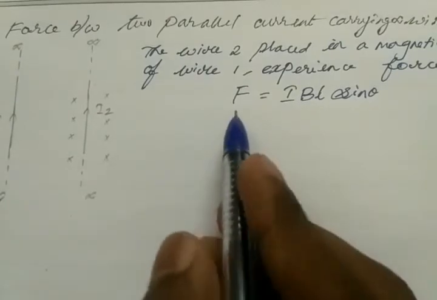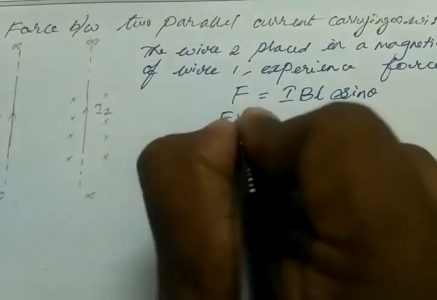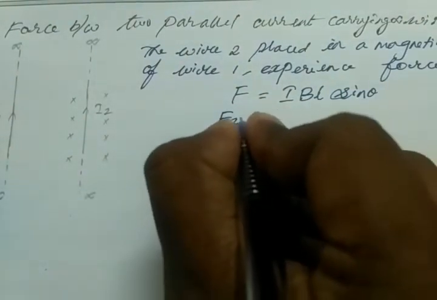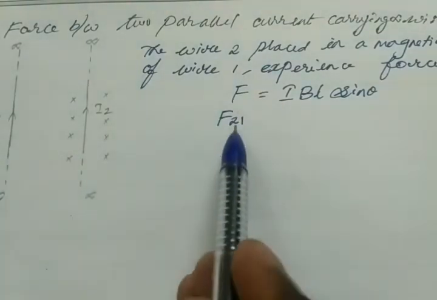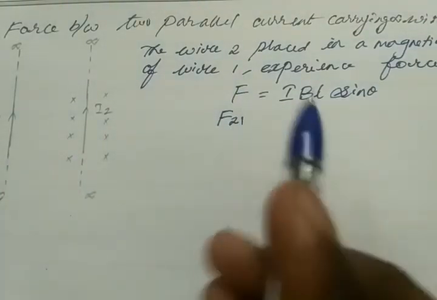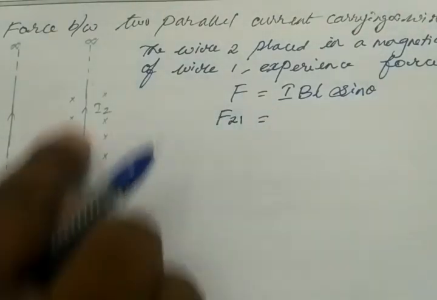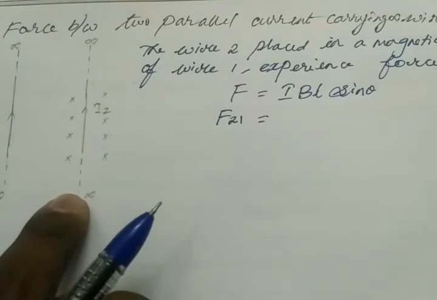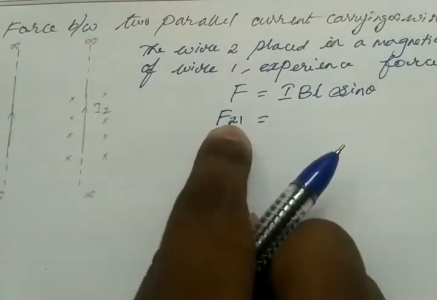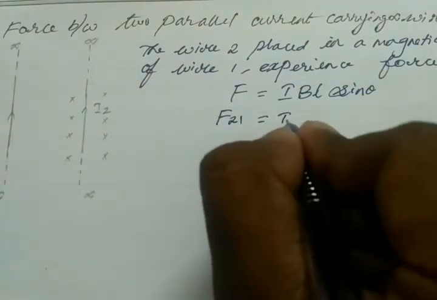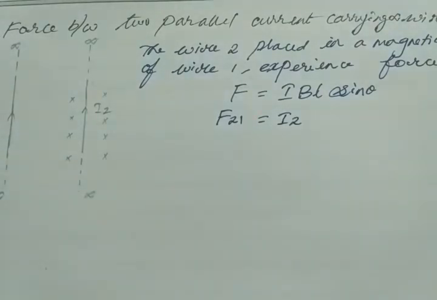Here I can take force as the force acting on wire 2 due to the magnetic field of wire 1. Clear? Force acting on wire 2 due to the magnetic field of wire 1 will be equal to the current flowing through the wire 2, because we only consider wire 2, force acting on wire 2. So I means I2, current flowing through the second wire. And what is B? B is nothing but the magnetic field produced by the infinite wire. We already solved the equation. Can you remember the equation?